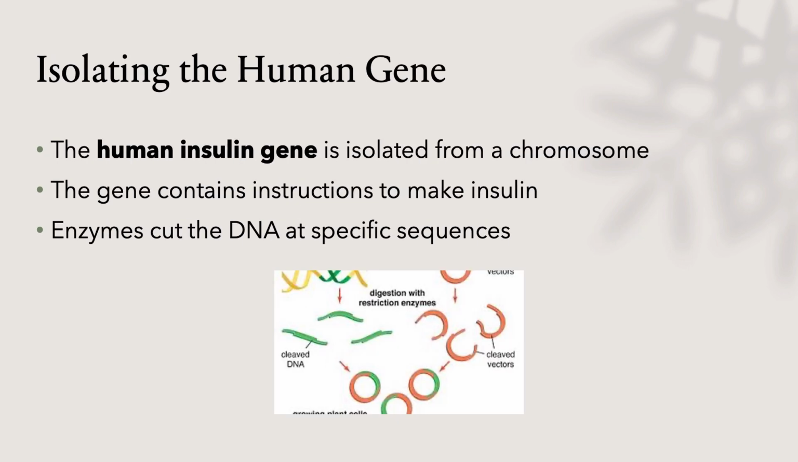The process begins by isolating the human insulin gene from a chromosome. This gene contains the base sequence that codes for insulin. The gene is removed using enzymes called restriction enzymes, which cut DNA at specific sequences.